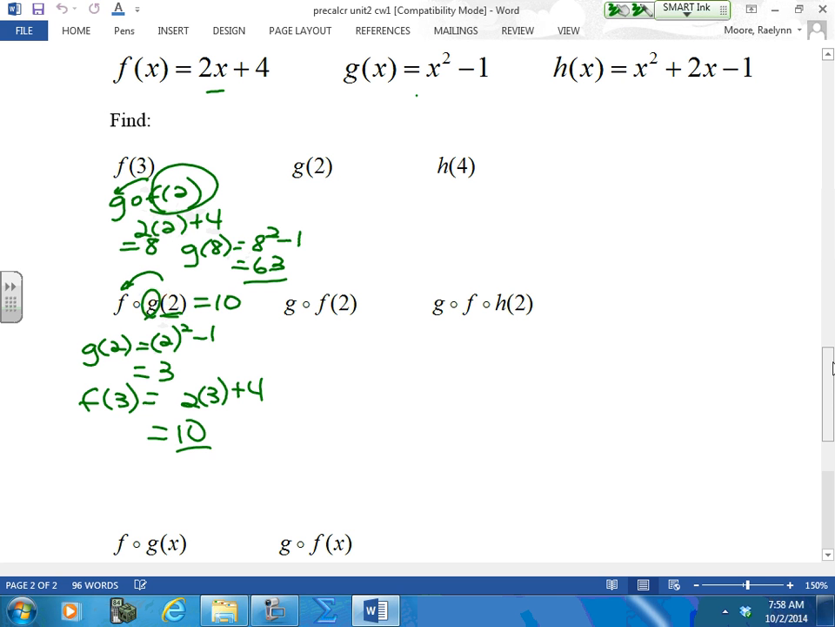Do they come out the same? No. They'll only come out the same if they're inverses. If they're not, they'll be different. This is not a commutative property.